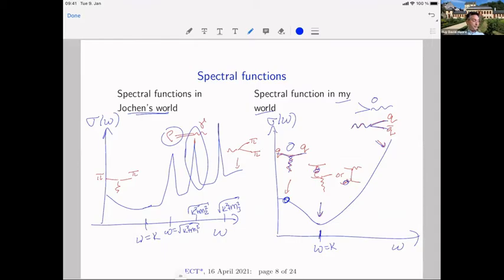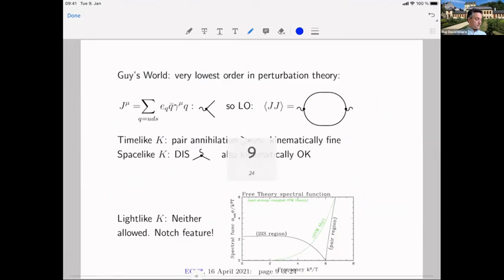Something similar goes on over here, but the physics is complicated by the presence of things like resonances and mesons. And this is the world that Jochen tries to understand. And I'm going to focus on this one because it's the one I can actually tell you something useful. So in Guy's world, the very lowest order in perturbation theory is that a current is the coupling to quarks. And so your photon has to attach to some quarks. And the simplest thing that could happen is that that's the whole story. Photon attaches to on-shell quark and antiquark.